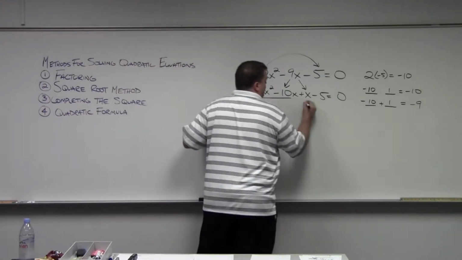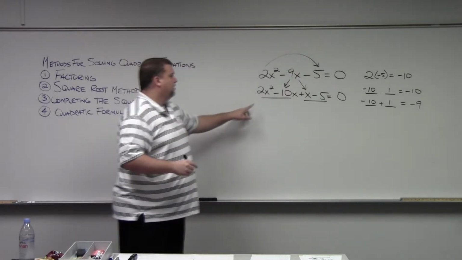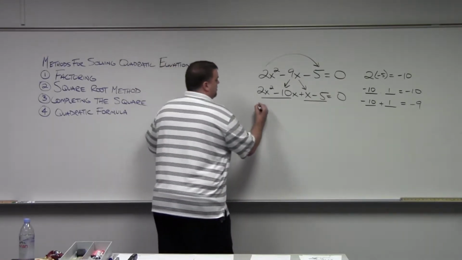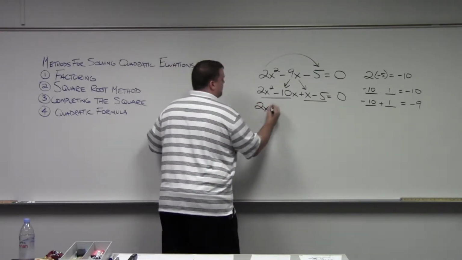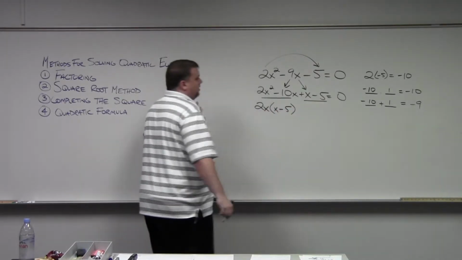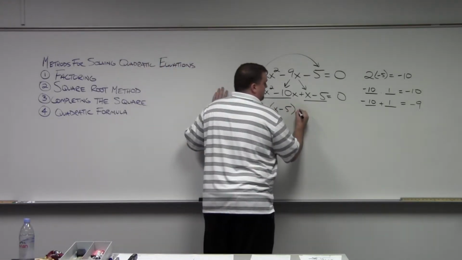Then I can do factoring by grouping. What can I factor out of that first pairing, 2x squared minus 10x? What's the greatest common factor there? You can factor 2x. And that leaves me with x minus 5. What can I pull out of that second pairing? I have to pull something out.